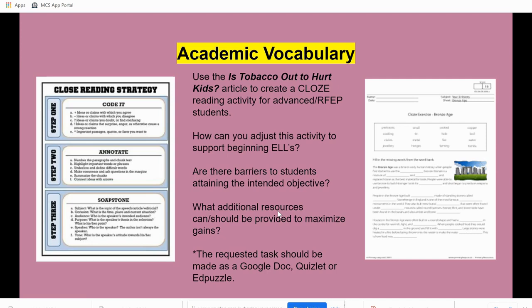And the first for me would be, how can you adjust this activity to support beginning ELLs? So first of all, I wanted you to create it for your threes, fours, and possibly your RFEPs. But I also want you to think about your ELLs, your beginning, your newcomers. Are there barriers to students attaining the intended objective? What additional resources can or should be provided to maximize gains? All of that is important when you are thinking about anything you are creating for your students.